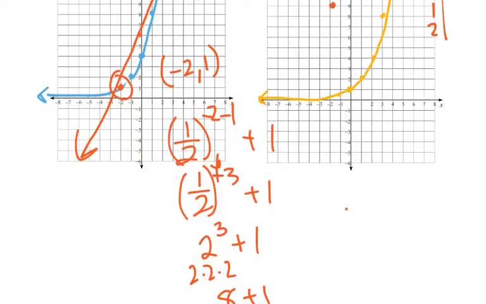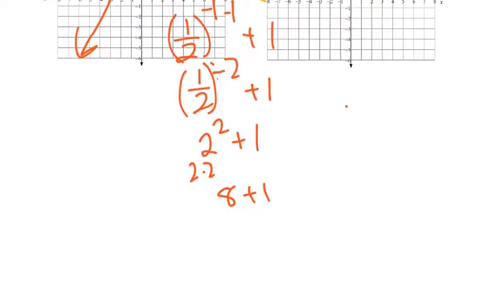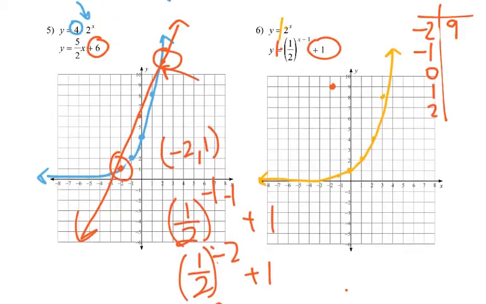Now let's do it with a negative 1. So if I did a negative 1, that would make this a negative 2, which would make this a positive 2, as we flipped it, which would make this a positive 4, which would make that a 5. So at negative 1, we go to 5.